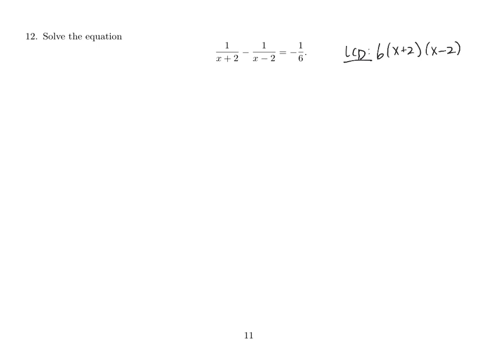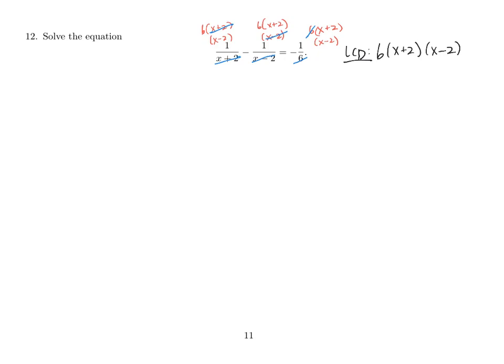So what you do here is you multiply both sides of the equation by the entire LCD, and you distribute it to each fraction. So each fraction is going to be multiplied by 6, x plus 2, and x minus 2. And then you're going to cancel out anything that's alike. So the x plus 2's cancel here, the x minus 2's cancel here, and the 6's cancel here. And so now you're going to write down everything that's left.